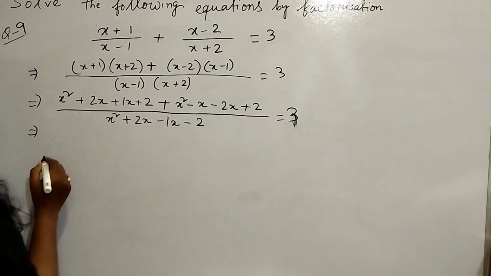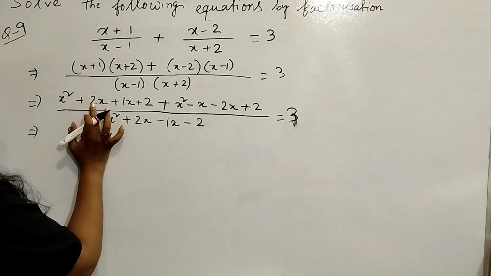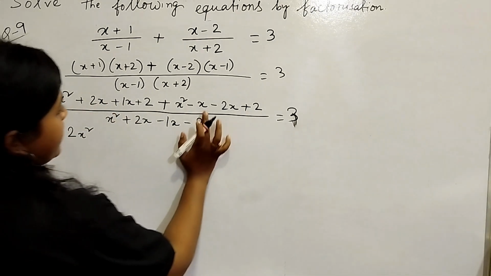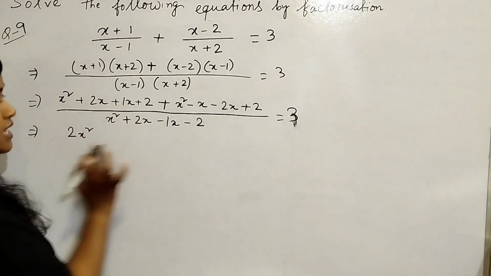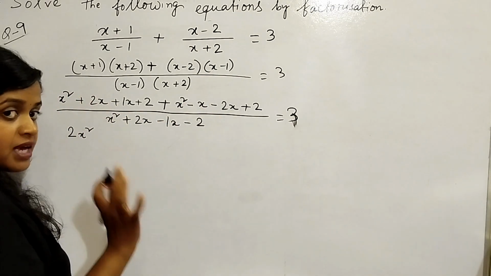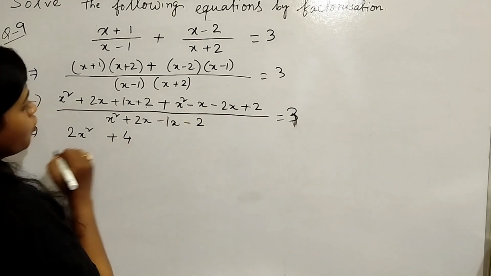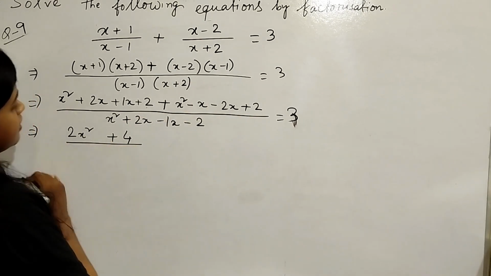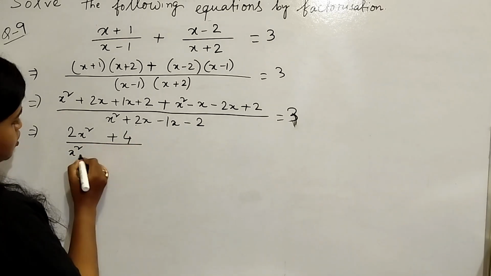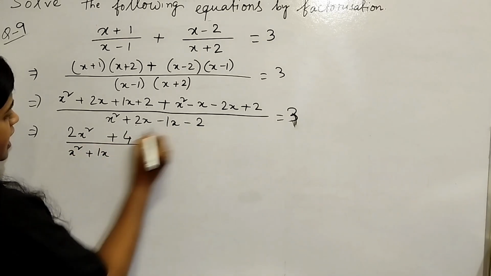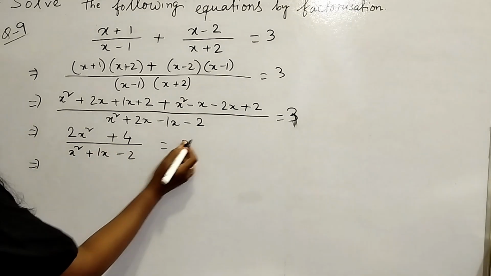So x square and x square become 2x square, 2x, 1x, 3x, and 1 minus 1x minus 2x, 3x. So here plus 3x and here minus 3x, so it becomes 0, and 2 and 2 becomes what? 4. Clear? Divided by x square is there, and plus 2x minus 1x becomes 1x, and minus 2 equals to 3. So this will be multiplied with 3.